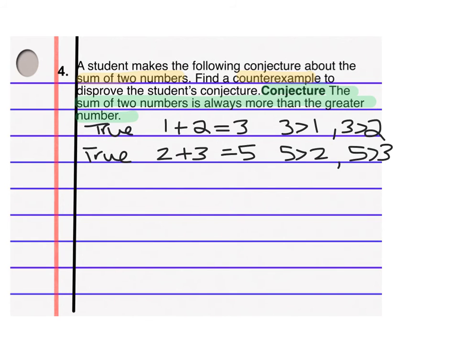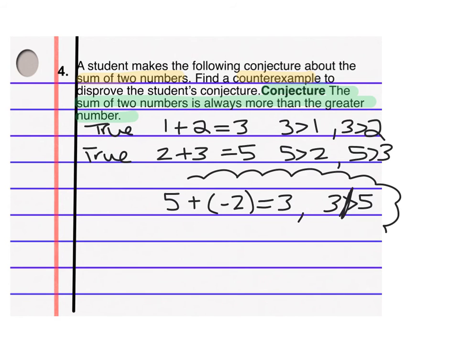So it looks like with positive numbers, it's working. Why don't we try a negative number and see if that would work? So how about 5 plus negative 2? 5 plus negative 2 is 3, and look at that. 3 is not bigger than 5. 3 is smaller than 5.